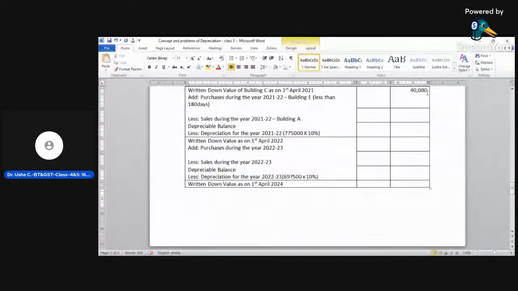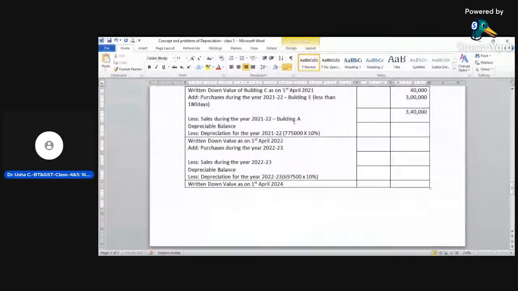Purchased for 3 lakh. Write down here, 3 lakh. Take the total. Total is 3 lakh 40,000. Then sales during the year.